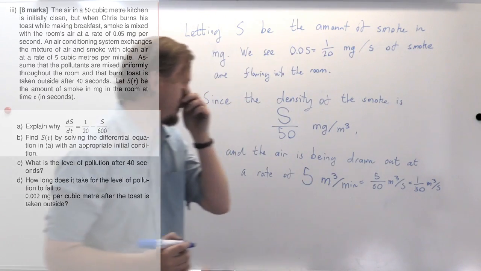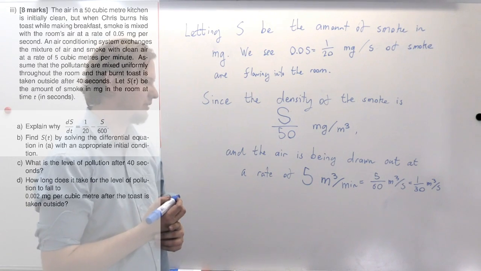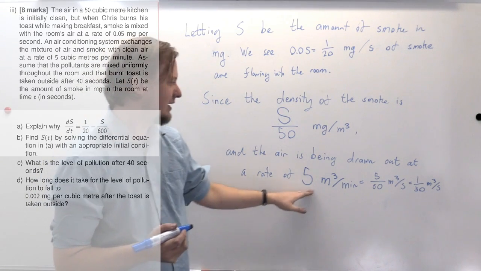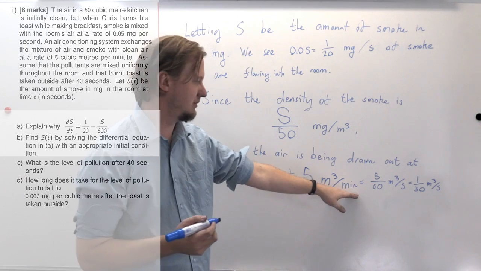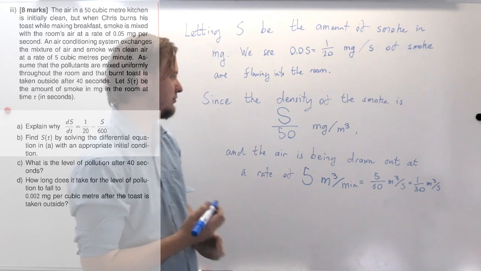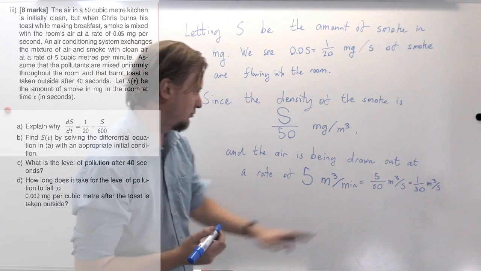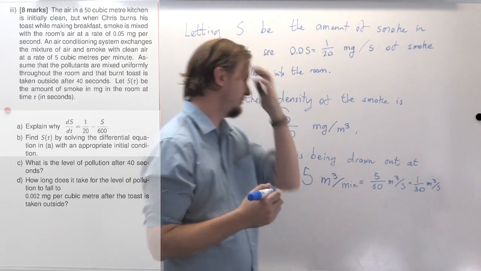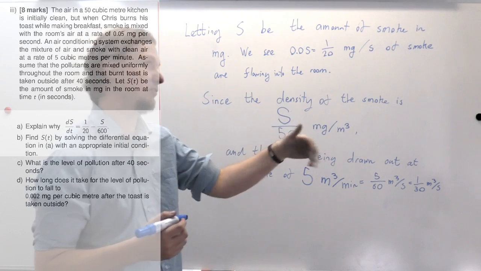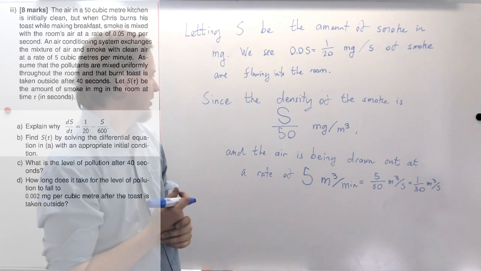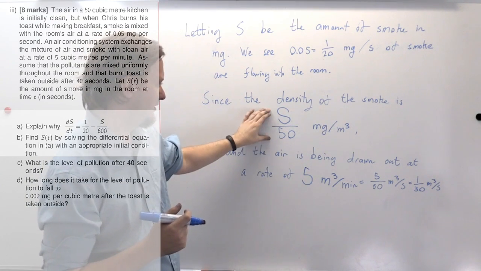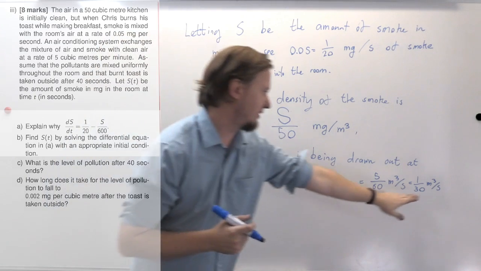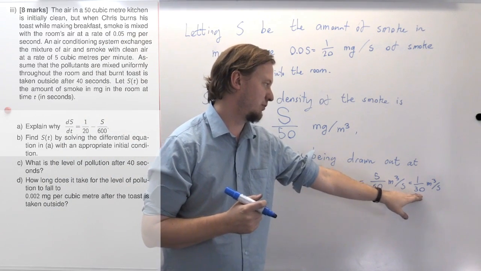I think this may be one of the places where people got caught, that these units are not the same. I did mention that before, you have to pay attention to your units. So this is really 1 over 30 meters cubed per second, whatever number that is, 0.033. So this is the density of the smoke, and this is how much air is being removed per second.